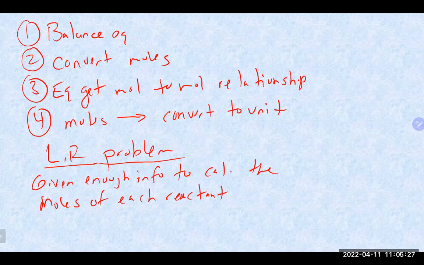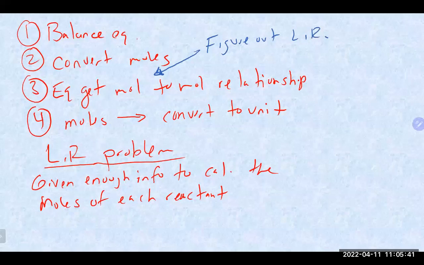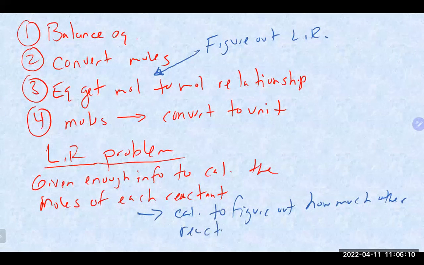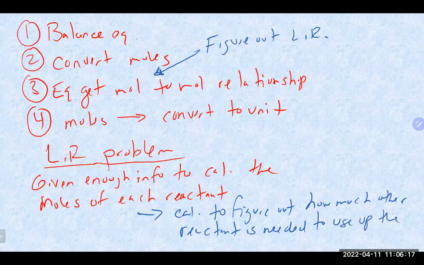We really do still follow the same 4 steps. The additional process in a limiting reagent situation is that somewhere right around here, we need to figure out the limiting reagent. There are multiple ways you could do that, but the way we talked about was to do a simple calculation between the 2 reactants and figure out how much of one reactant we need to use up the other reactant.